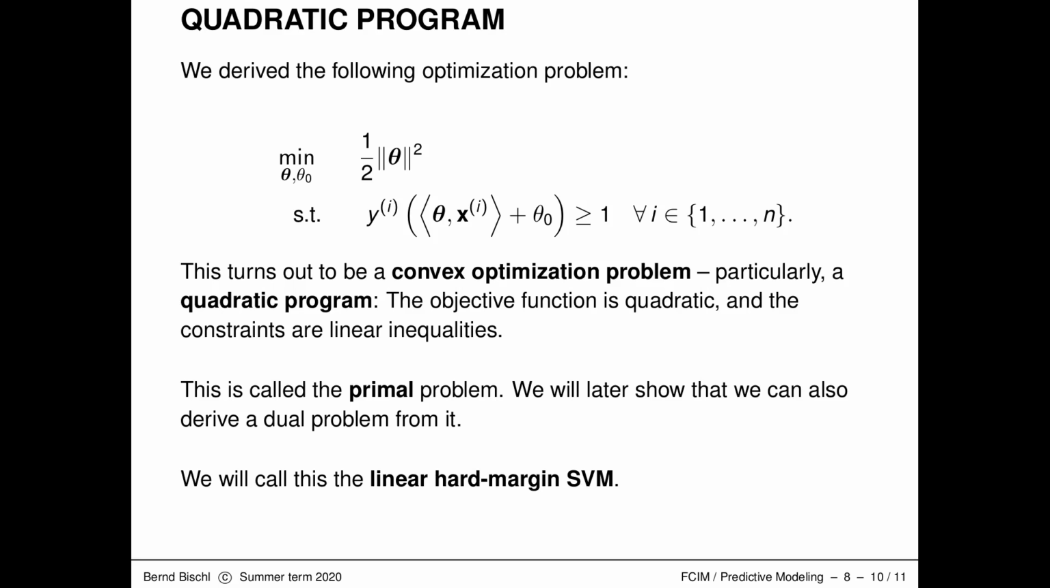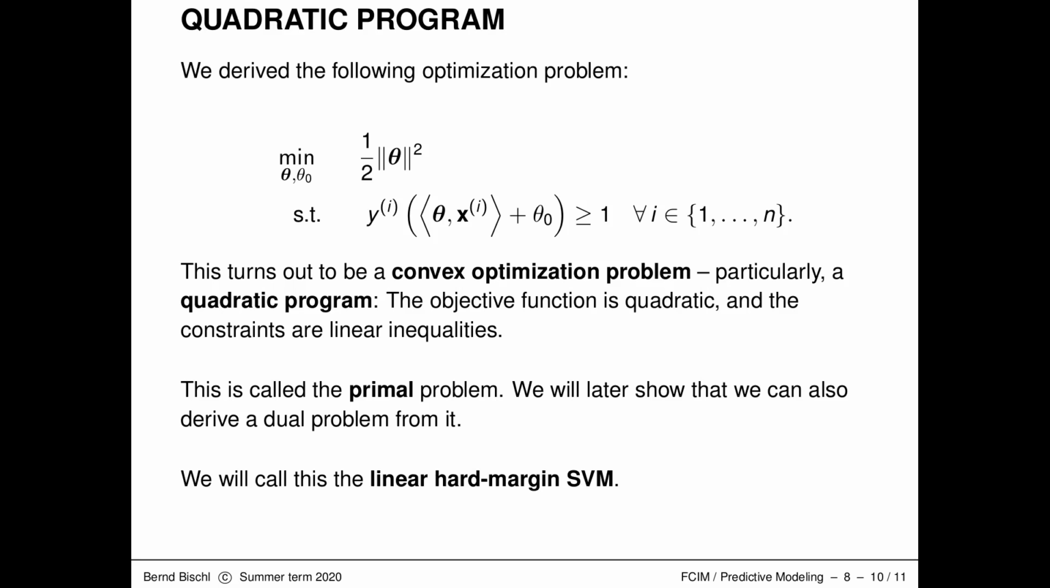And this problem is also usually called a primal problem. Primal just means it's our direct problem that we have in front of us. The reason why we give a name to that problem is because there's also a dual problem, and what that is we'll see in the next lecture unit.